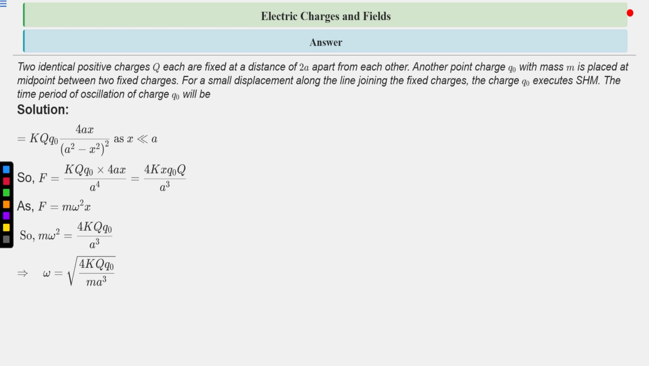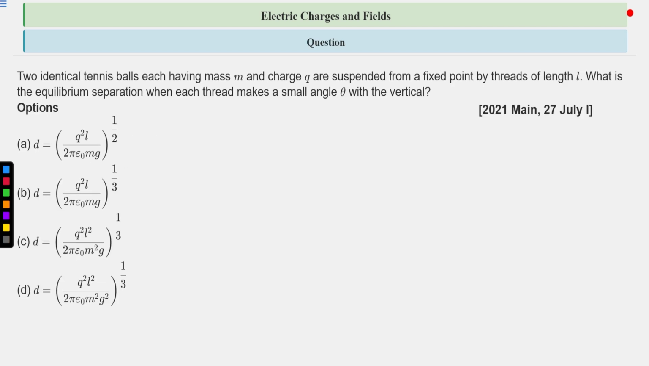And we have to find the time period. We know time period is equal to 2 pi upon omega. After putting the value of omega, we will find the value of time period, that is root 4 pi cube epsilon naught m a cube upon Q naught Q. So this is the final answer. Let's move on to the next question.